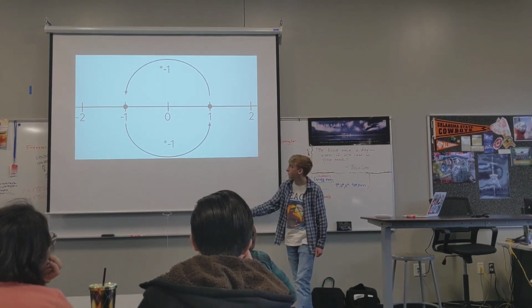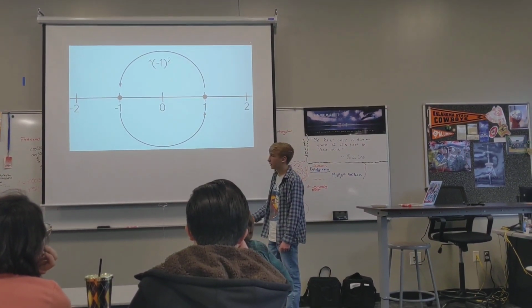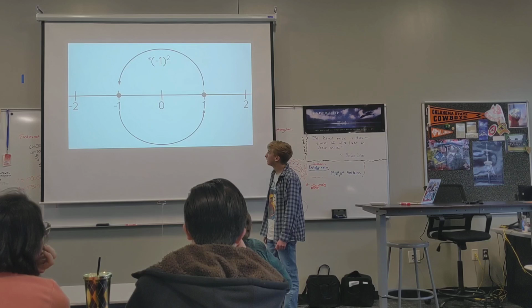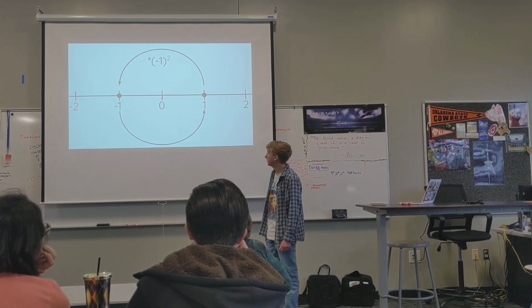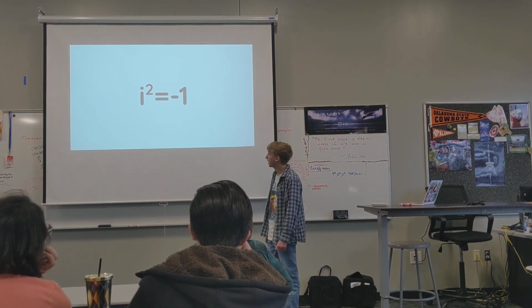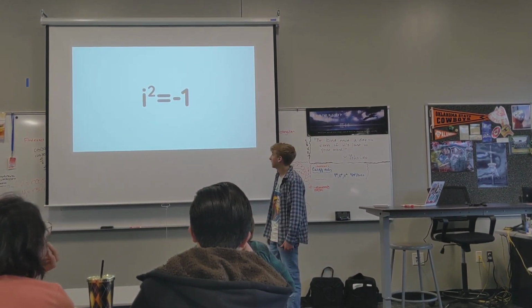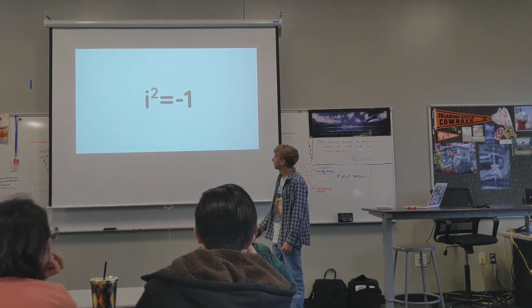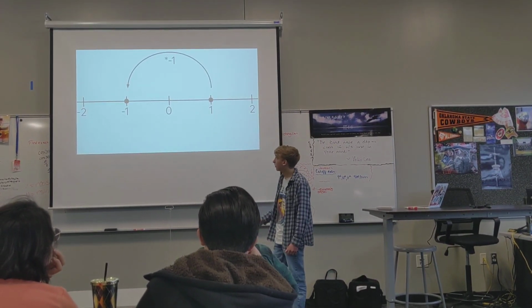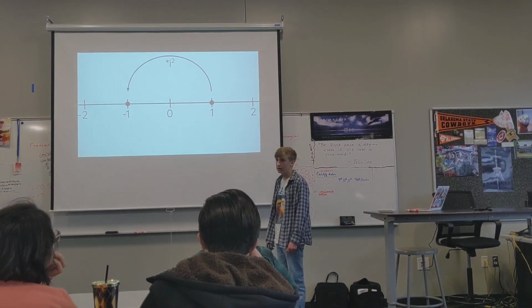And so we can rewrite this: instead of multiplying by negative 1 twice, we multiply by negative 1 squared to do a complete 360 degree rotation back to 1. What's important is that i squared, where i is the square root of negative 1, is equal to negative 1. So if we go back to this, we can rewrite it as multiplying by i squared rotates 180 degrees.